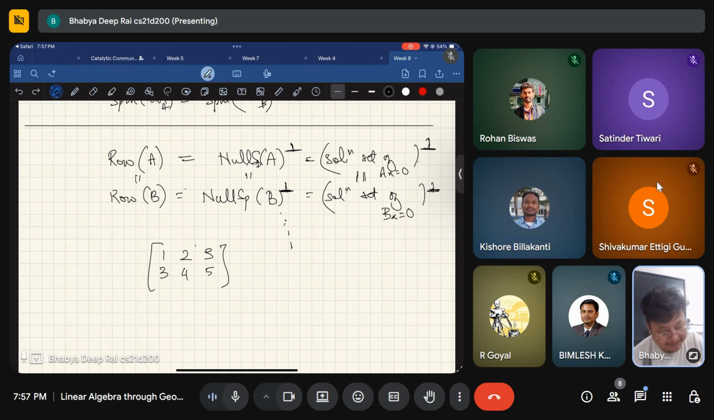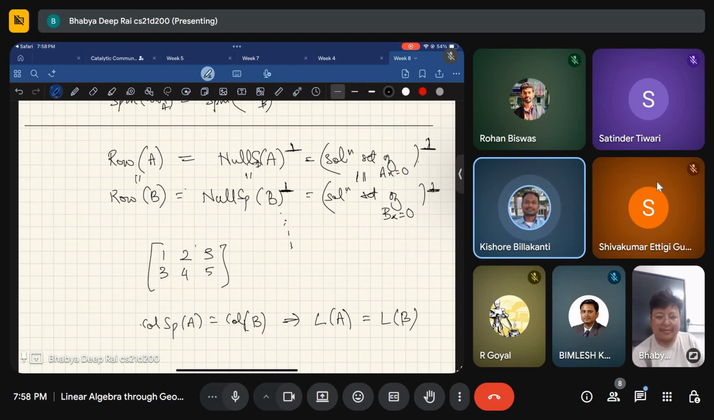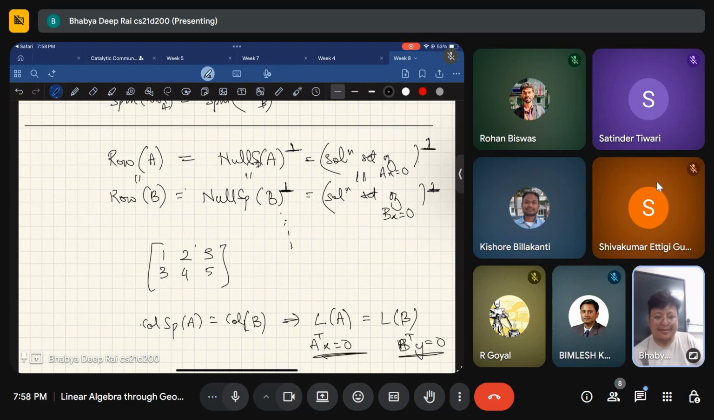So if column space of A is equal to column space of B, then left nullity of A is equal to left nullity of B. Okay, but the solution sets will be the same. The solution set will be the same, but not for Ax equals 0, which is what the question is asking. It will be the same for A transpose x equals 0. And this is nothing but left nullity. So that is where the modification will happen.